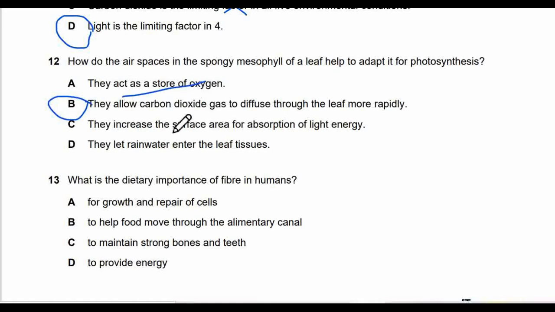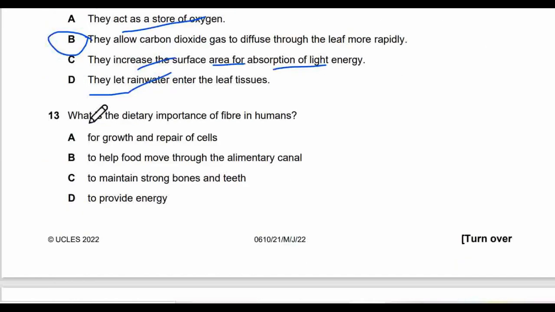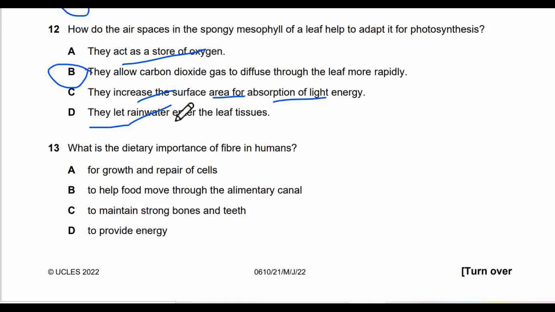Not storing oxygen, not increasing the surface area. This is not. So the answer is B for question 12. Question 13, what is the dietary importance of fiber in humans? So fiber is B, to help food move through the alimentary canal.